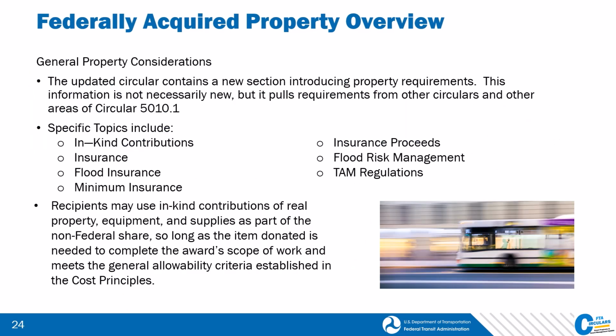5010's revision includes a new section to Chapter 4 that highlights some general property requirements that moved from other parts of the prior version or from the program circulars. One item that we should remember is that recipients may use in-kind contributions of real property, equipment, and supplies as part of the non-federal share, so long as the item donated is needed to complete the award's scope of work and meets the general allowability criteria established in the cost principles under 2 CFR Part 200. Additional specific information was also presented in Session 1 of this series.